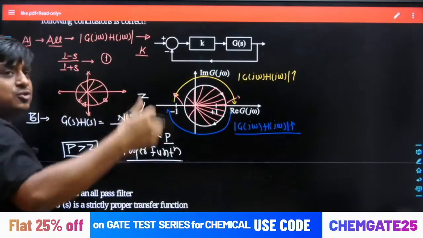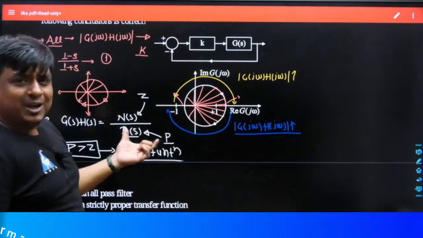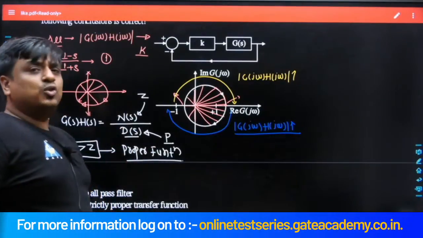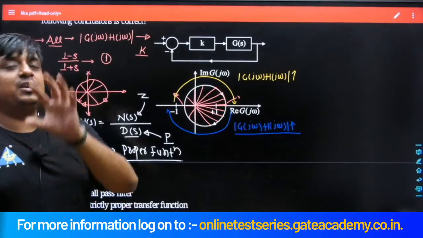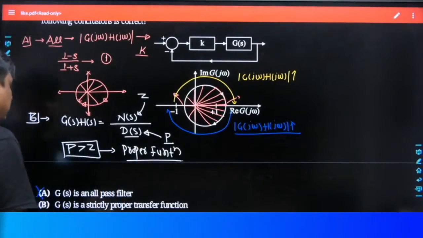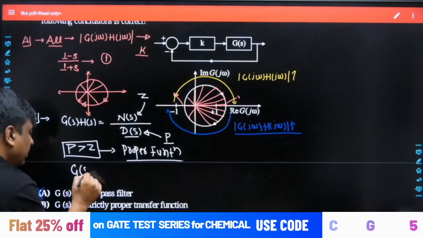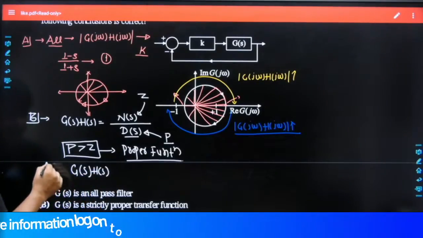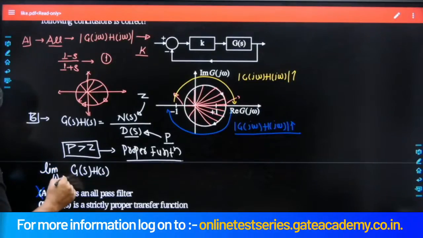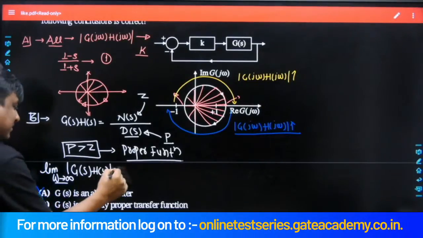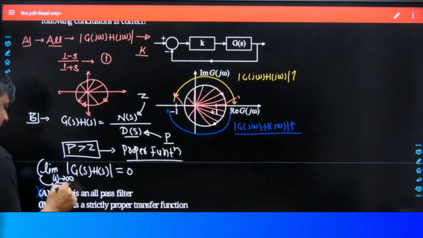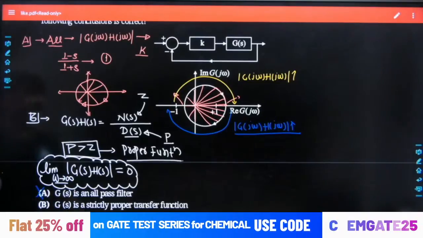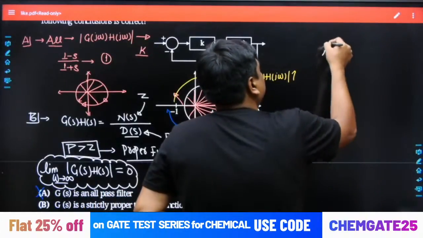So as omega tends to infinity, when the degree of denominator is greater than the degree of numerator, the magnitude offered by the system would become 0. I repeat, the magnitude offered by the system would become 0. So for a strictly proper transfer function, when omega tends towards infinity, the magnitude offered by the system precisely goes to 0. This is the basic property of limits when the limit tends towards infinity. If you are not able to understand, you yourself would be able to understand.